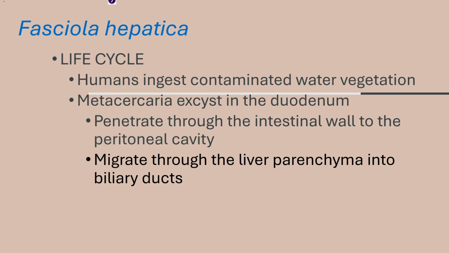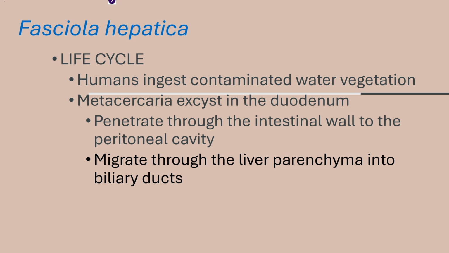Humans ingest contaminated water vegetation or contaminated watercress. And then the metacercaria excyst in the duodenum. What will happen then? It will penetrate through the intestinal wall to the peritoneal cavity, and then it will migrate through the liver parenchyma into the biliary ducts.